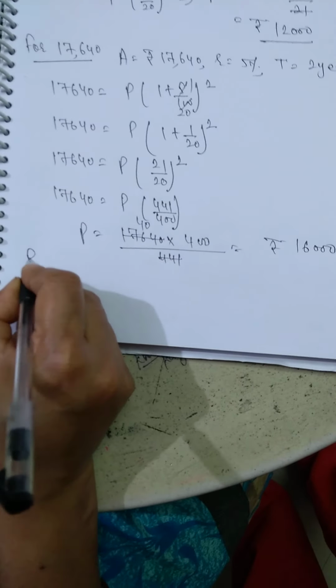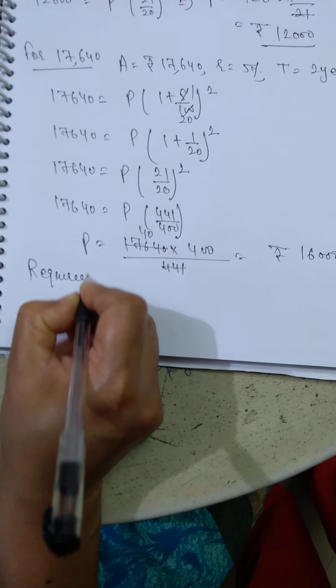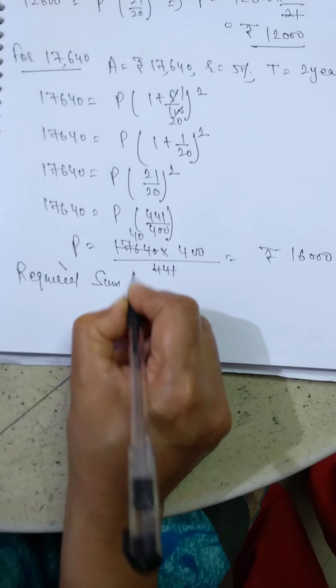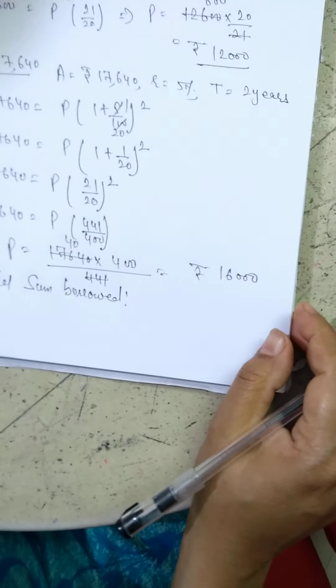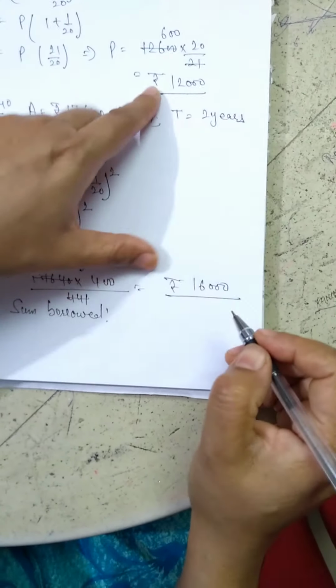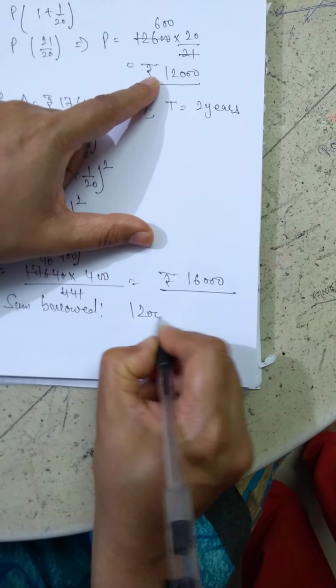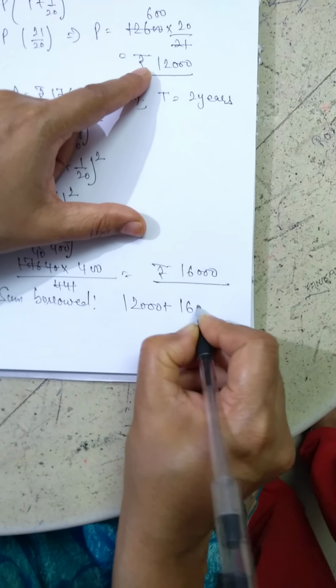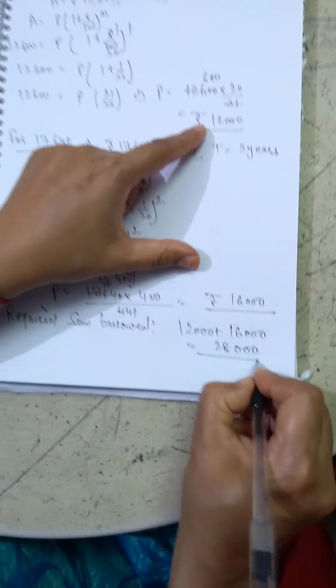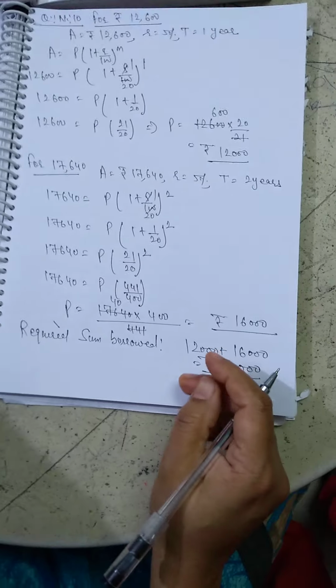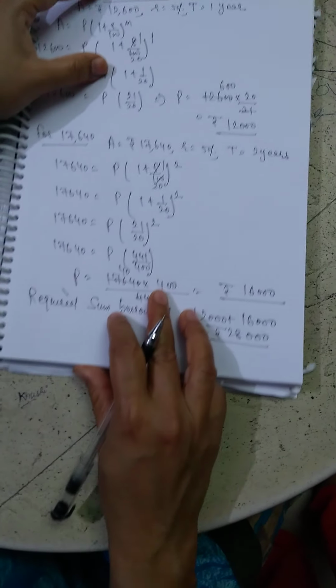So required sum borrowed. We will add these two principals for these 2 years. 12,000 plus 16,000. This is your answer, 28,000. I hope all of you understand these questions.